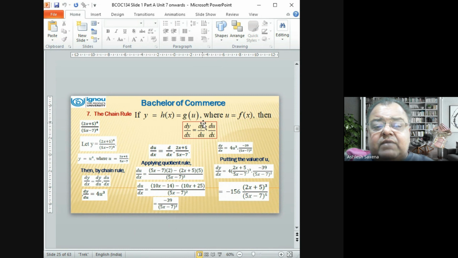Normally, first of all, I will find dy by du. That will be 4u cubed. Then I will be differentiating du by dx. My u is this, and I will be differentiating this. Okay, this is my quotient rule. When I'm clubbing, I'm getting this, but my question was in x, so I have to replace this u with x. What is the value of u? That is (2x plus 5) divided by (5x minus 7). Just keep it, solve it.